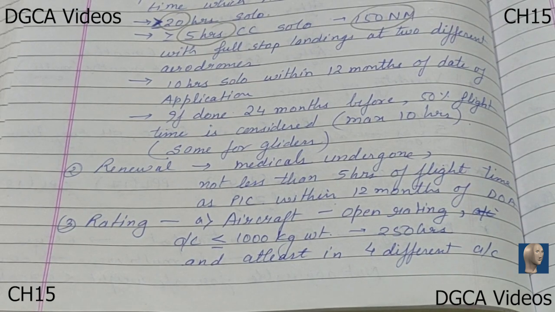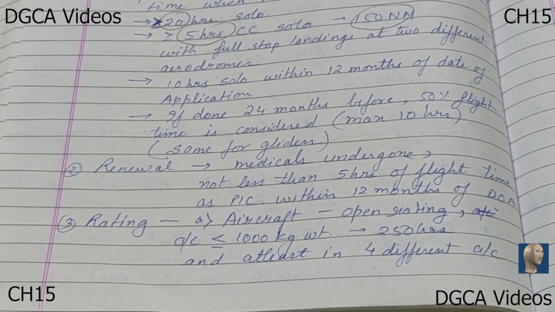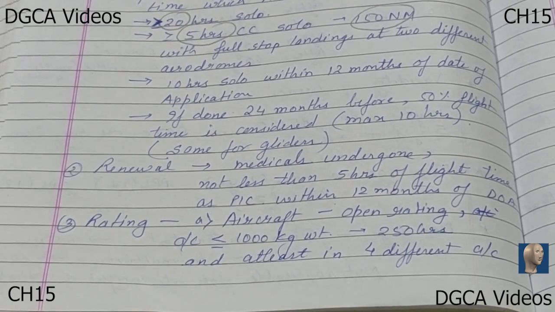The aircraft rating is also known as the open rating. I'll read the thing first and then we'll discuss it. It says that the license shall indicate the class and the type of aeroplanes the holder is entitled to fly. Understood the sentence?